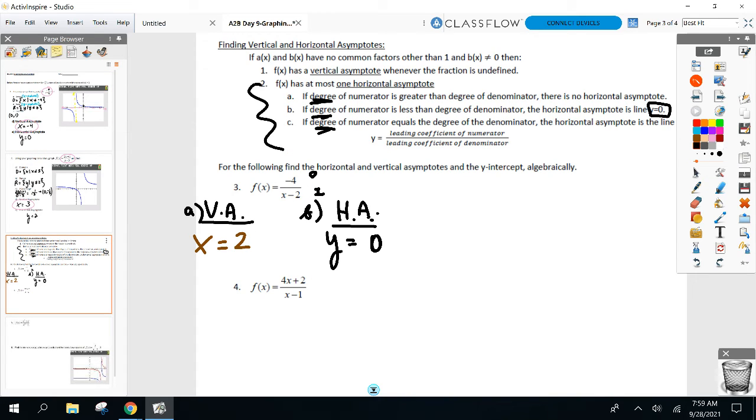And there's one more thing we need to find, the y-intercept. How do we find that algebraically? We made x equal to 0 and solve, right? So we take our fraction, -4 over, everywhere I see an x, I plug in 0 minus 2. And that'll give you the y-intercept. And it ends up being -4 over -2, which is 2. So it crosses the y-axis at 2. I'd appreciate it, though, if you wrote it (0, 2), to show that it's a point on the y-axis, (0, 2).